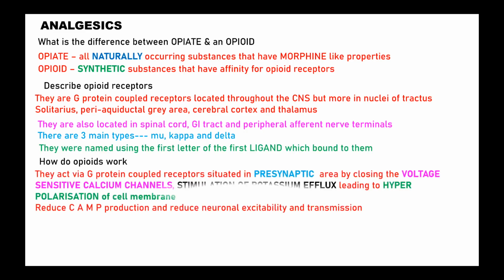AMP. They act via G-coupled receptors situated in the presynaptic area by inhibiting the voltage-sensitive calcium channels and stimulating potassium efflux, leading to hyperpolarization of the cell membrane. What do you mean by hyperpolarization? We already discussed in the earlier classes.